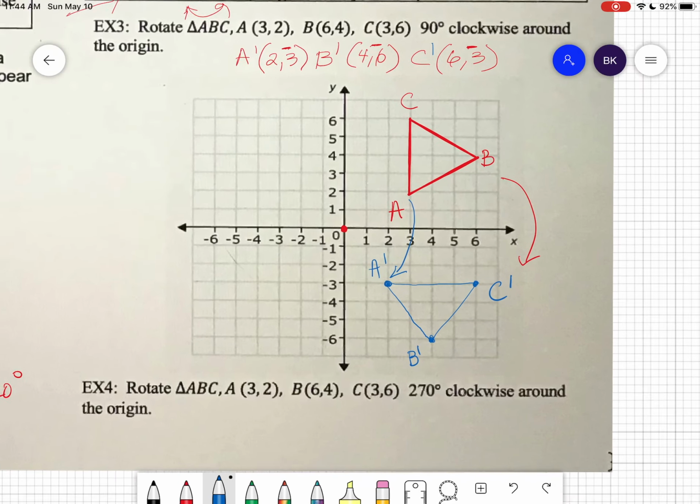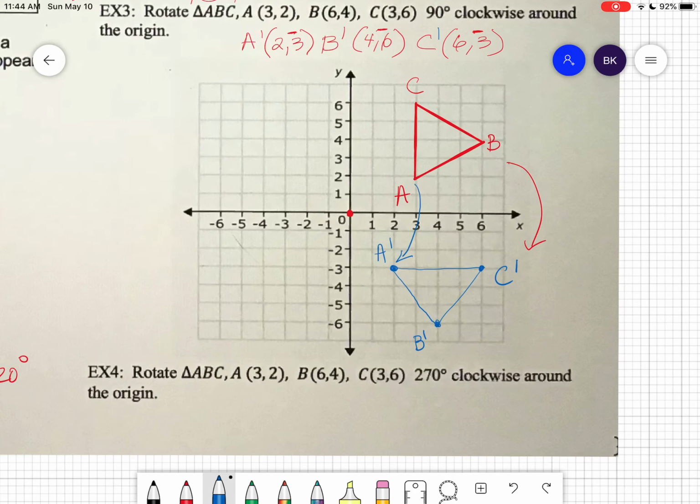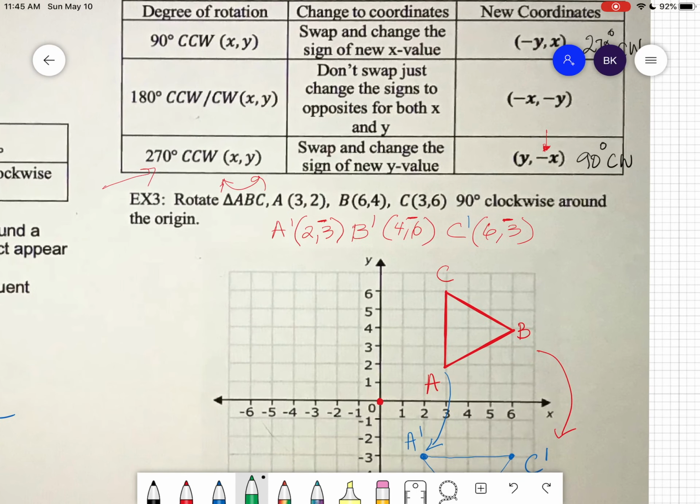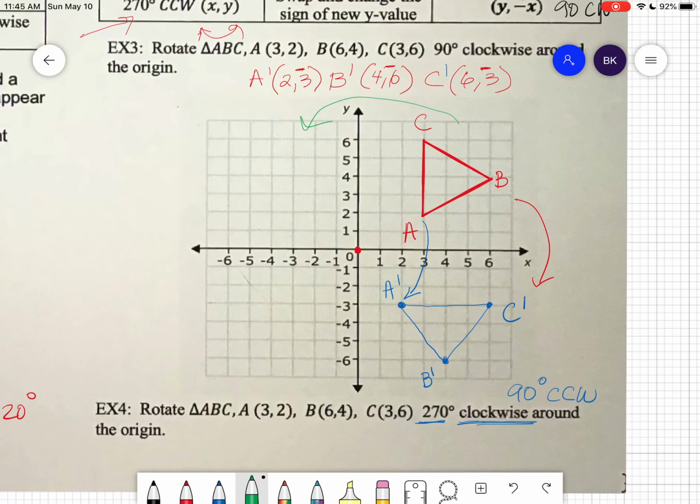Moving on to the next rotation, I would like to talk to you about rotation 270 degrees clockwise, ladies and gentlemen. That means counterclockwise is going to be the 90-degree counterclockwise rule. I'm going to use green for that. So if I'm rotating 90 degrees counterclockwise, or 270 degrees clockwise, I should end up right here in quadrant 2.